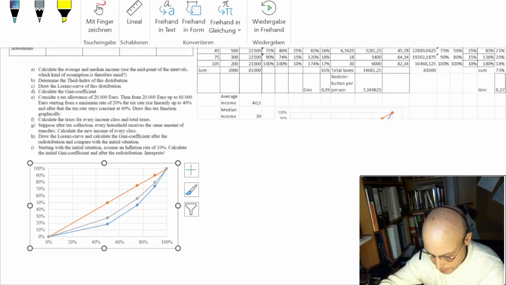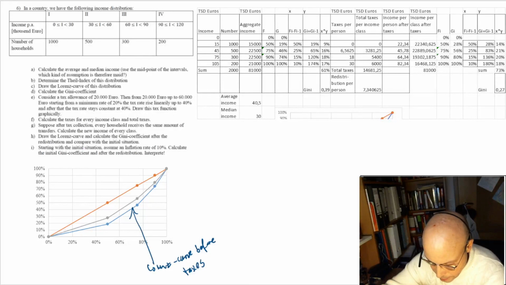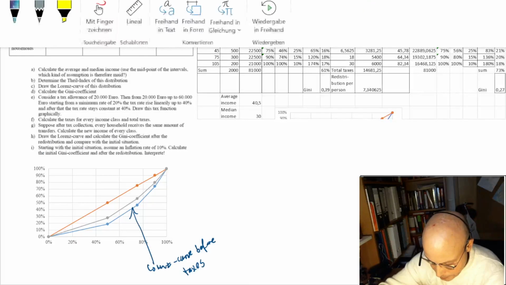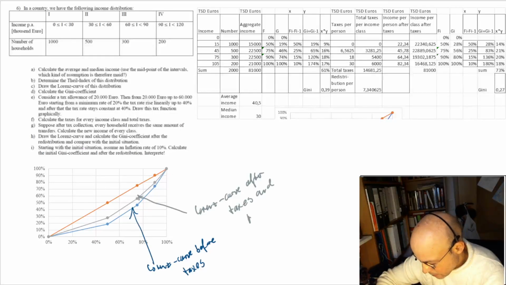So then we have blue, Lorenz curve before taxes, and the gray one, Lorenz curve after taxes and redistribution.